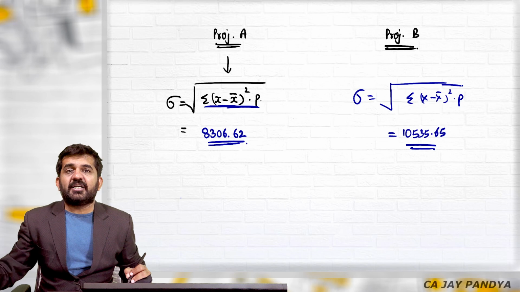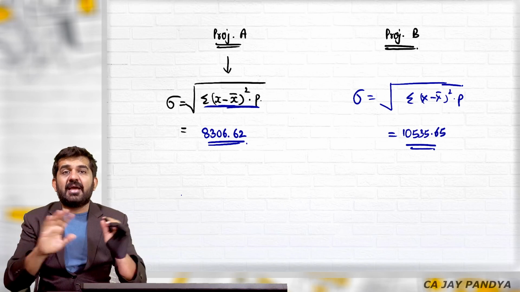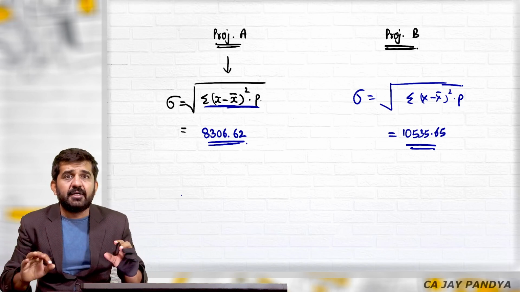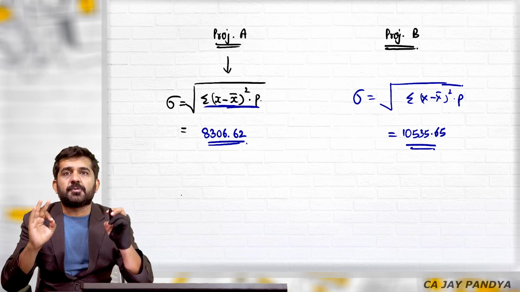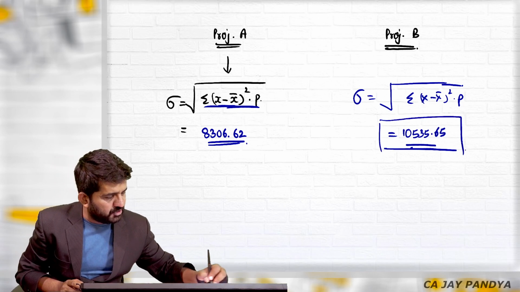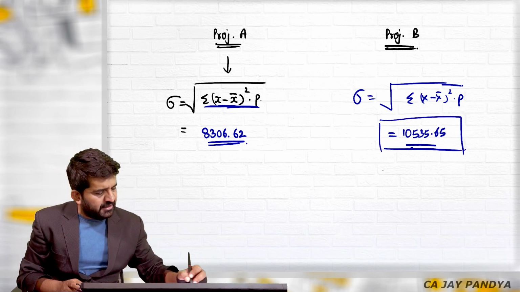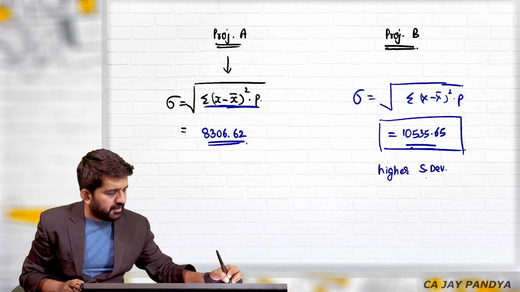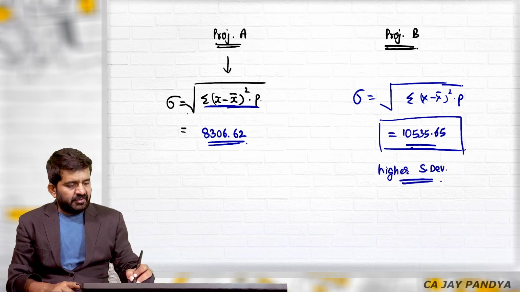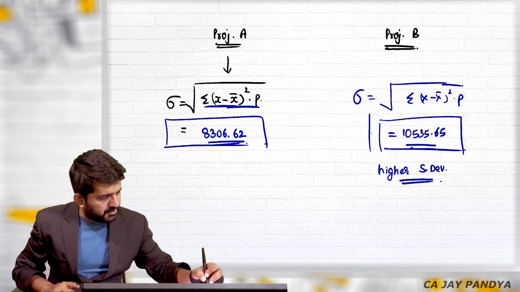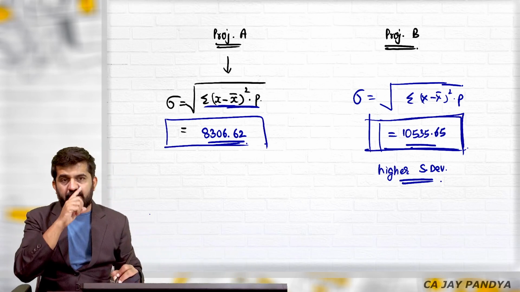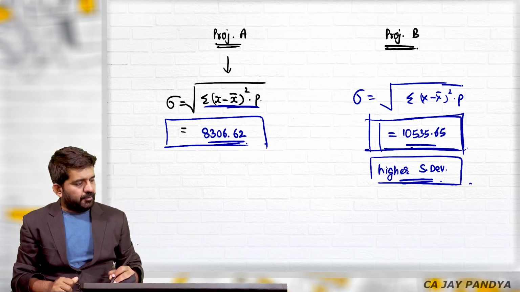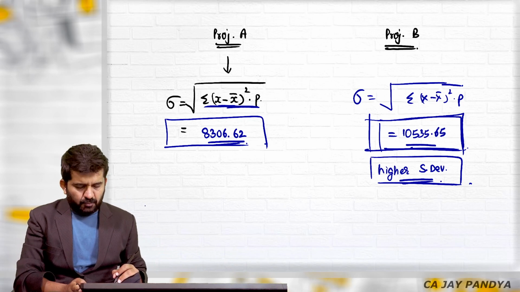Which project is more risky? I am not talking about return. X bar in both the cases was different. My only question is which project is more risky? Project B is more risky. What is the reason? Project B is having higher standard deviation. I have found out the standard deviation of project A, I have found out the standard deviation of project B, and I will be getting higher standard deviation in project B. So project B is more risky.